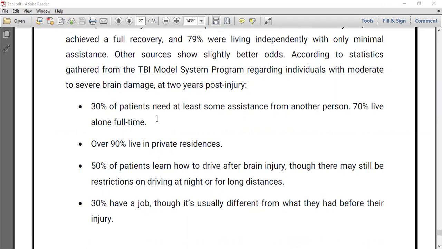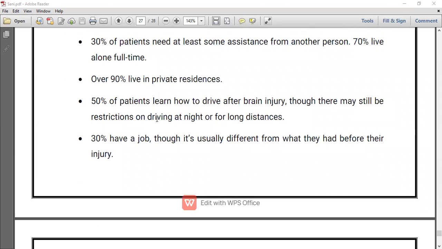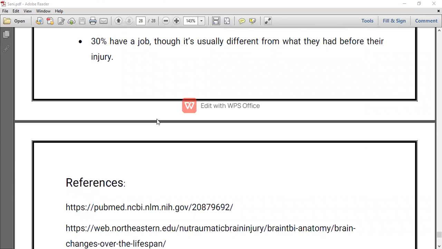50% of the patients learn how to drive after brain injury, though there may still be restrictions on driving at night or for long distances. 30% have a job, though it's usually different from what they had before their injury. So my topic of presentation is completed.